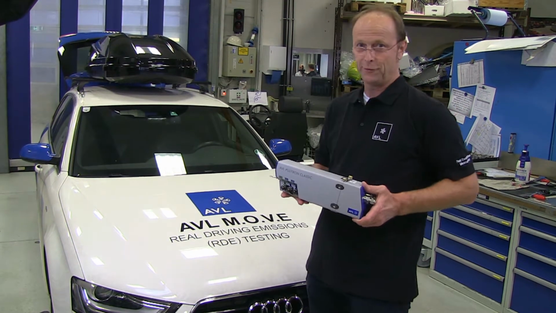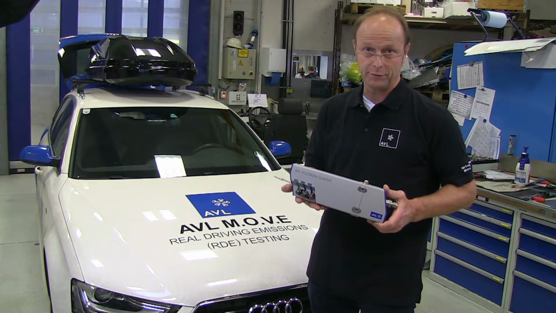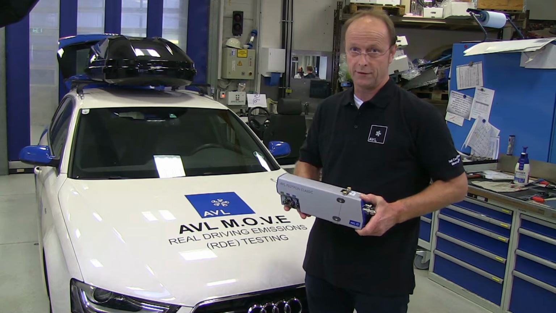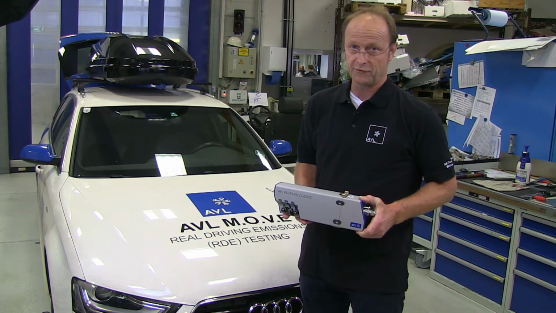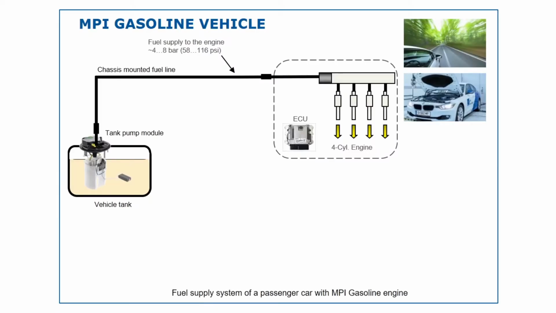Today we are going to show you the application of this fuel consumption meter, AVL PLUtron CLASSIC, to this GDI vehicle for in-vehicle fuel consumption measurement. But first, let's take a look at a schematic of this setup for a moment.